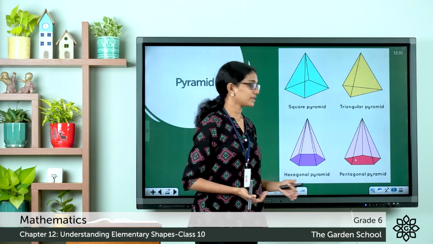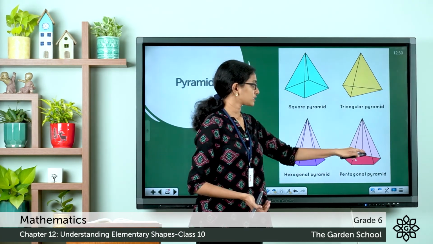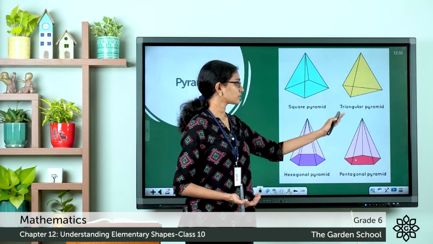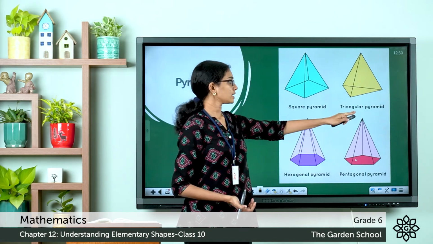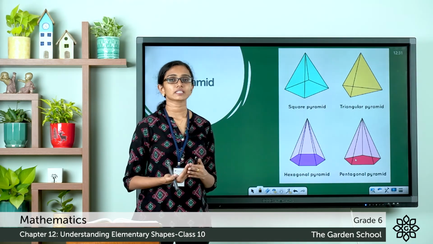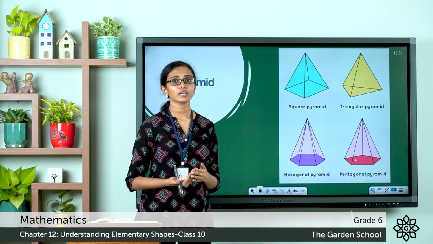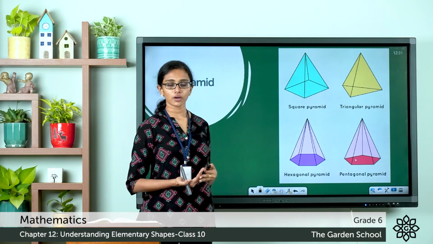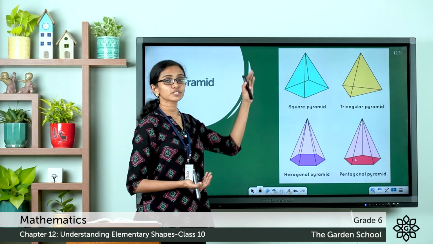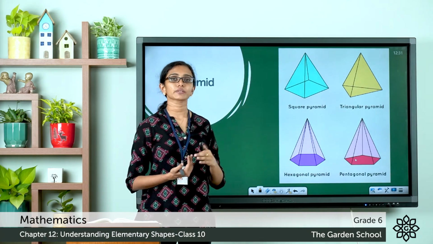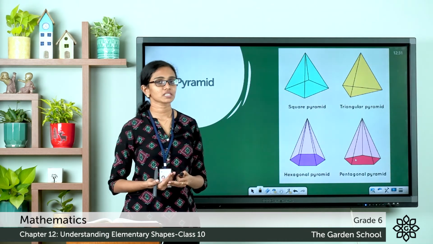Now, this is a pentagonal pyramid. The base is a pentagon. We have triangular faces on the sides and the apex at the top. So, you can see for a pyramid, the faces will be triangular in shape, the base will be a polygon and the triangular faces meet at a common point called the apex of the pyramid. So, I hope this is clear to you.